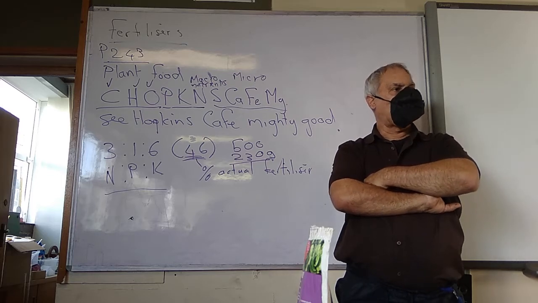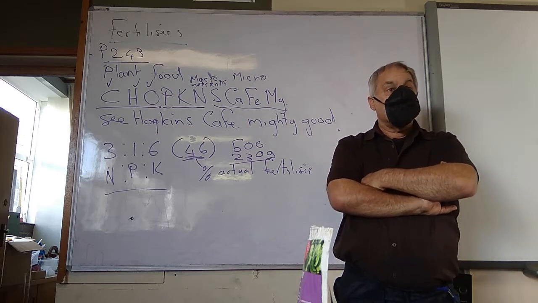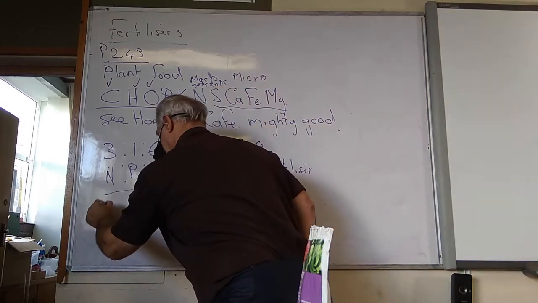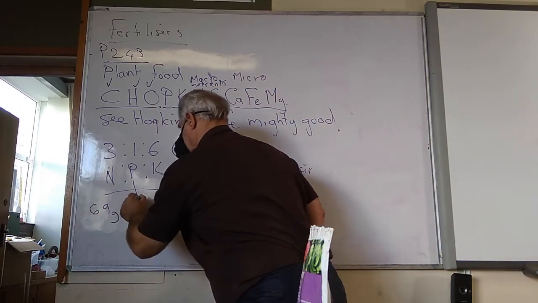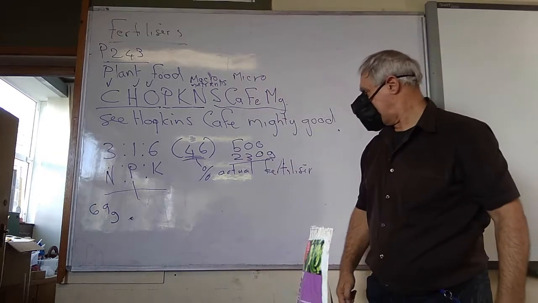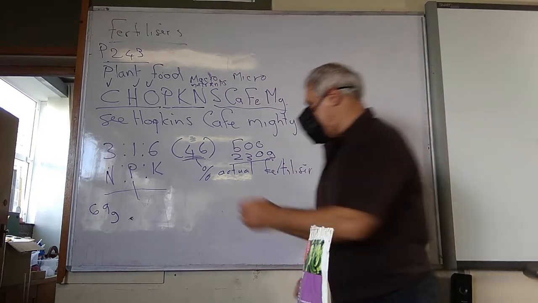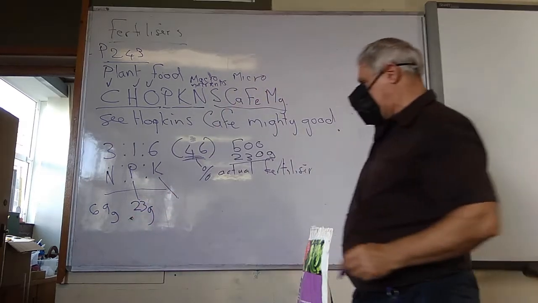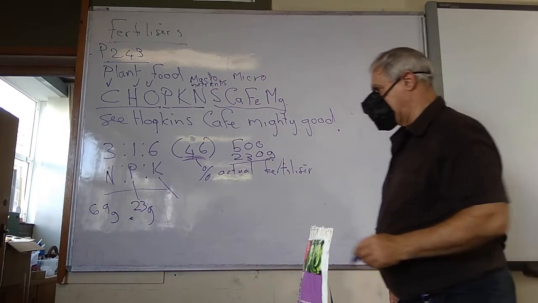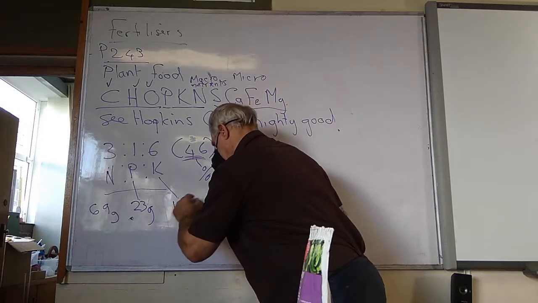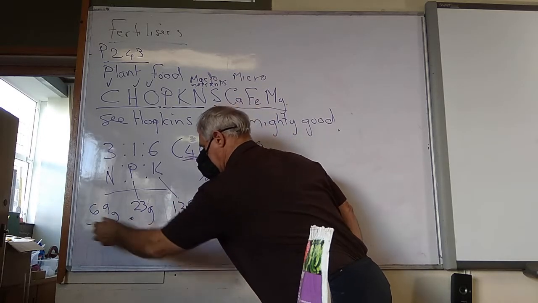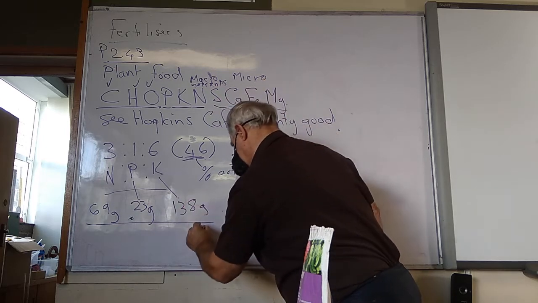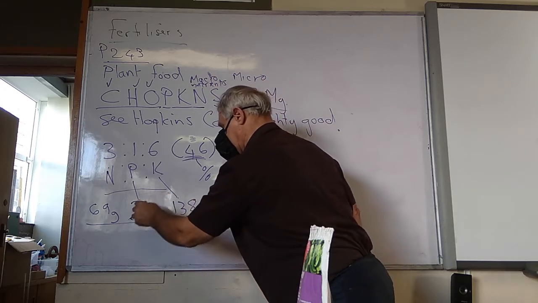How much is phosphorus? 23 grams. And how much is potassium? 138 grams. Let's add them all up. 9, 10, 11, 12, and 8 is 20. Carry 2, 5, 6, 7, and 6 is 13. 230. Exactly. So now we know that Matthew worked it out correctly.